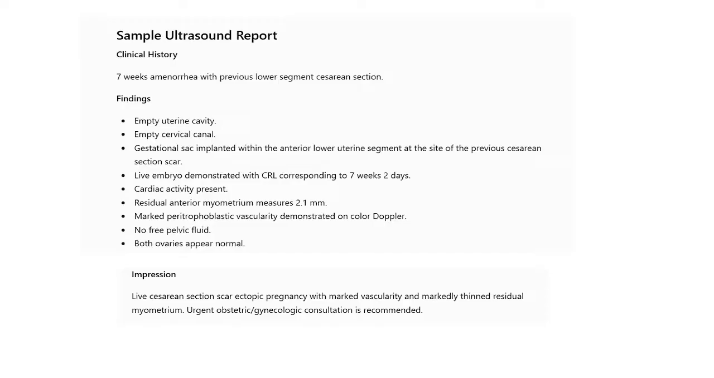Live embryo demonstrated with the crown-rump length corresponding to 7 weeks and 2 days. Cardiac activity is present. Residual anterior myometrium measures 2.1 millimeters, with marked peritrophoblastic vascularity demonstrated on color Doppler. No free fluid noted in the POD. Both ovaries appear normal. So the impression: live cesarean section scar ectopic pregnancy with marked vascularity and markedly thinned residual myometrium. Urgent obstetric or gynecologic consultation is recommended.